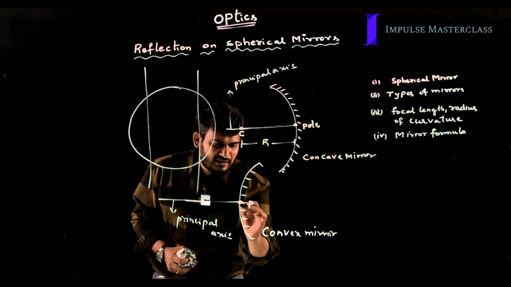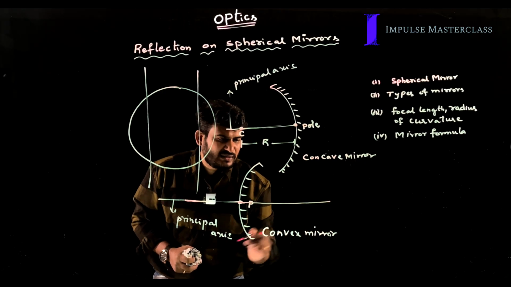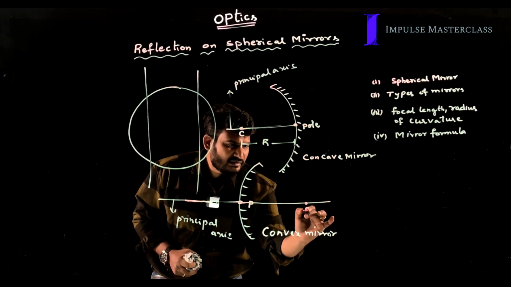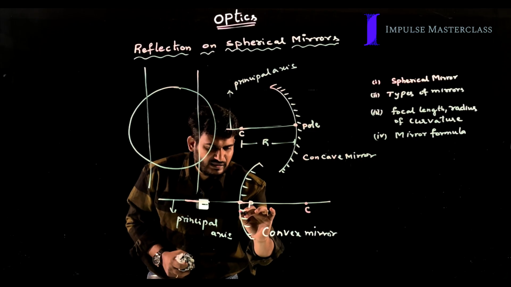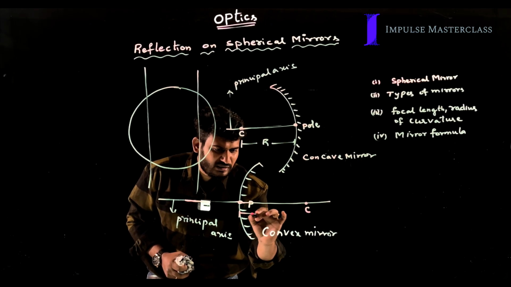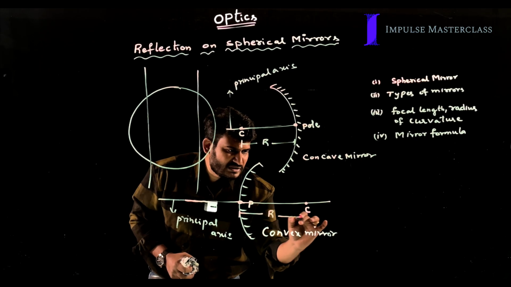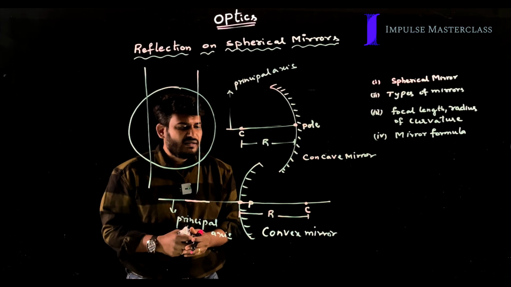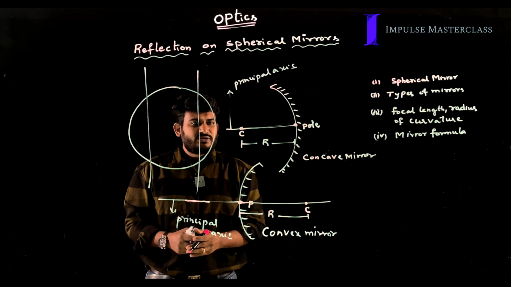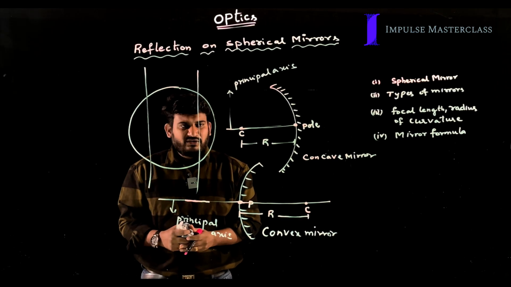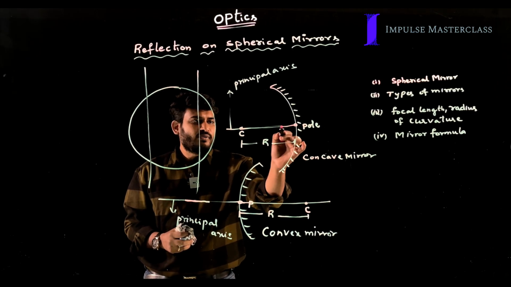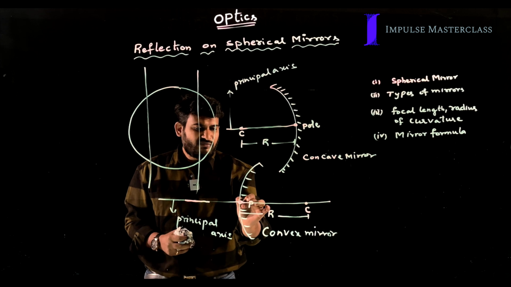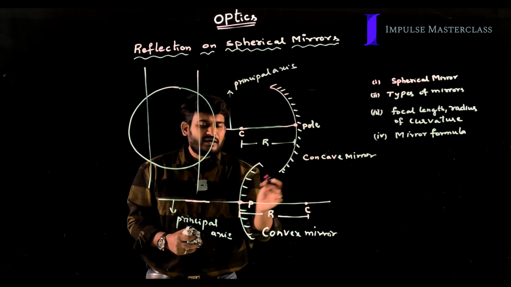For this convex mirror, if you extend the principal axis, this will be the center of curvature. Let us assume that. So from the pole of the mirror to the center of curvature, this distance is called the radius of curvature. Students, R means radius of curvature, which is the distance between the pole and the center of curvature for both concave mirror and convex mirror.